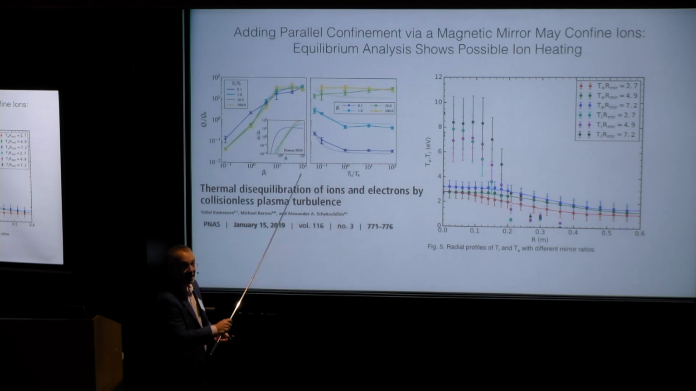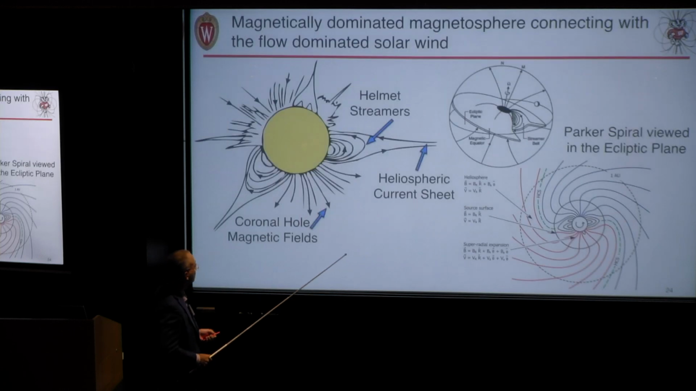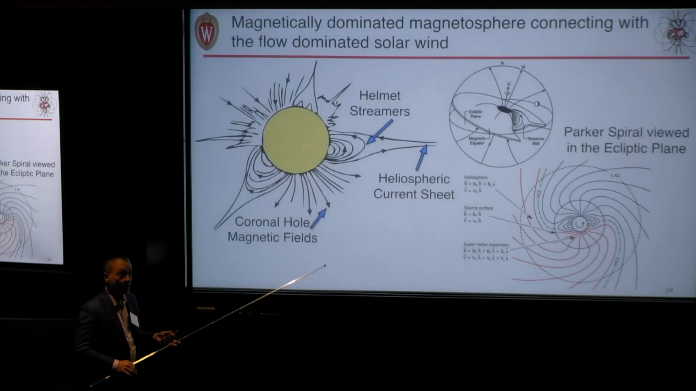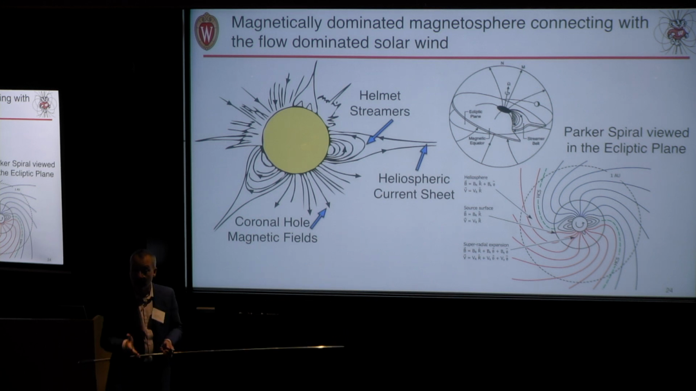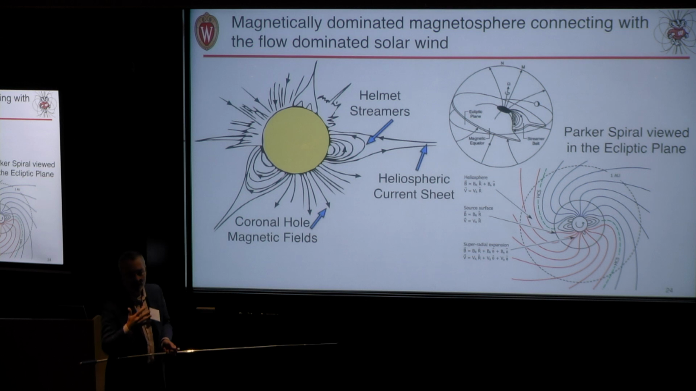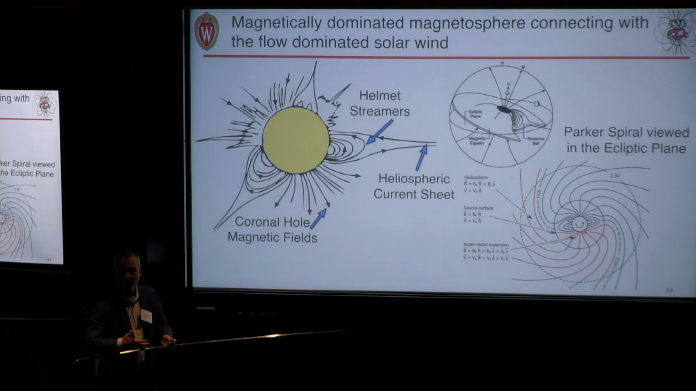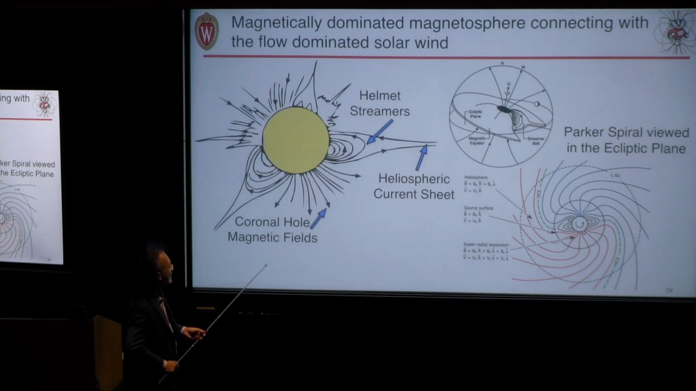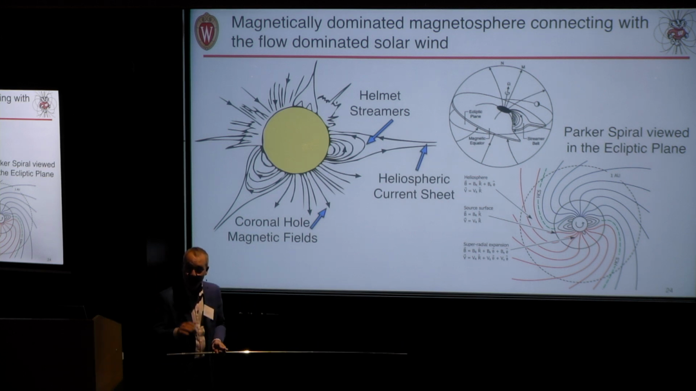So this is the type of platform, the type of experiments we might be able to do. Okay, now I'm going to change a little bit, and I'm going to tell you about some experiments that we've recently done where we've created essentially a Parker spiral in the lab, and there are flux ropes related to this also.